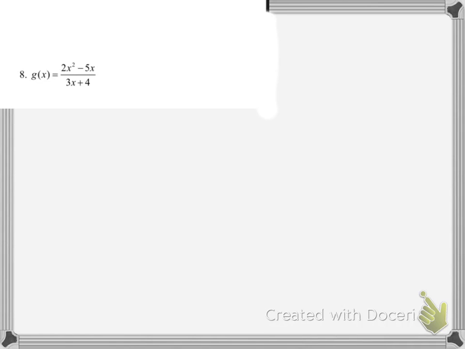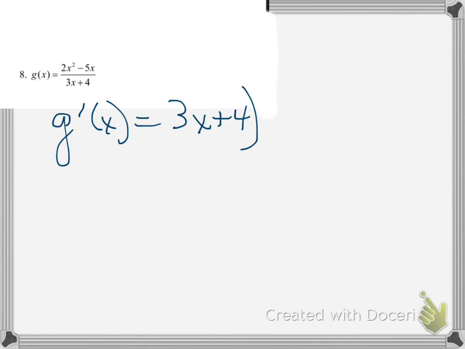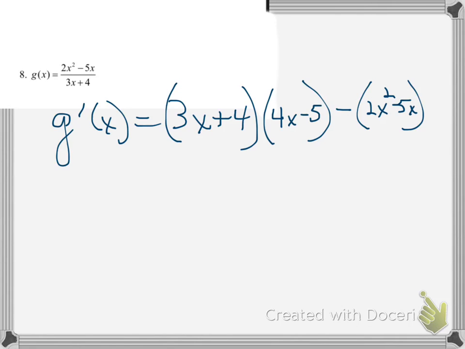Okay, so here's our last quotient problem. So for quotient, we're going to look at it and see if there's anything I can do in terms of factoring, and the answer is no. Okay, so I'm going to say that g prime of x equals low d high, so put this in parentheses since it has more than one term, and that's going to be 4x minus 5, minus high, so I have 2x squared minus 5x. D low is just 3, all over 3x plus 4.